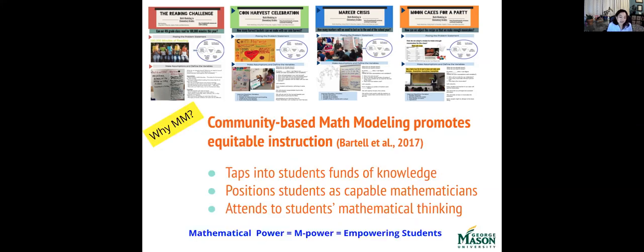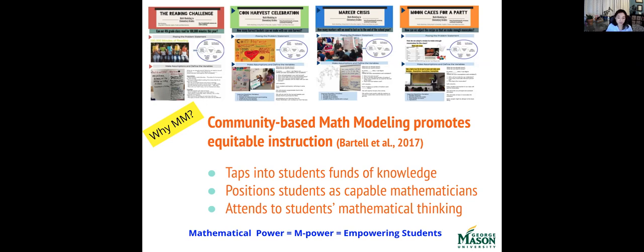One of the important connections that we make with research on why math modeling is that this idea of community-based math modeling, or just math modeling in general, is a real natural way to promote equitable instruction. Bartell et al. wrote this wonderful article for NCTM on how equitable instruction is really tapping into students' funds of knowledge and thinking about the local context and the community and school context.